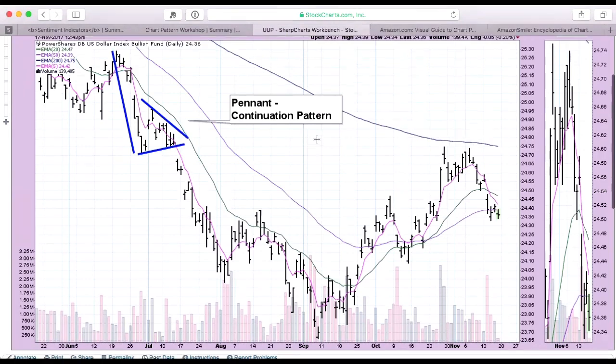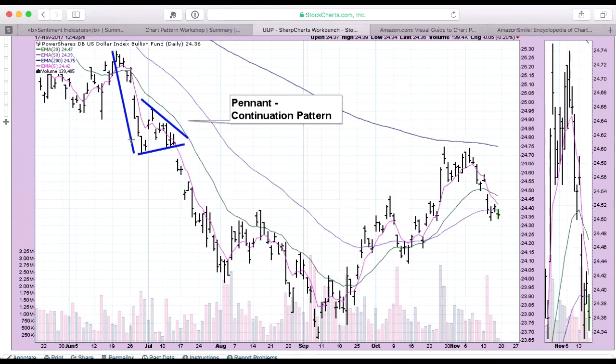All right. And this is on a daily chart. I think you could actually make a case for this being more of a symmetrical triangle, but I just wanted to give you the idea. You're looking for the flagpole, and then rather than a trend channel in a reverse pattern, you'd look for that channel to be moving slightly upward. You get a symmetrical triangle or a pennant at the bottom of your flagpole.